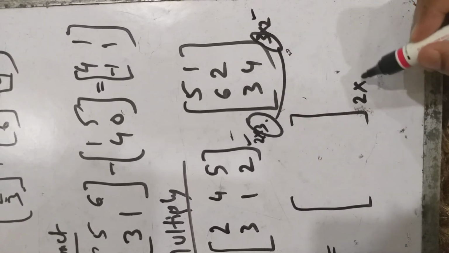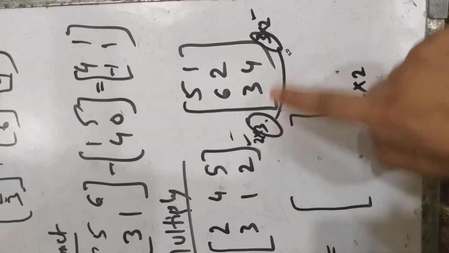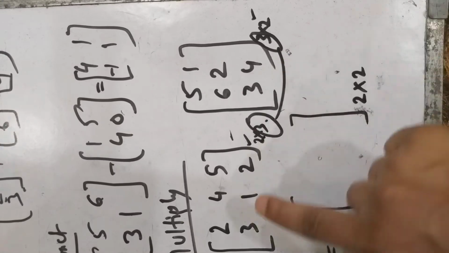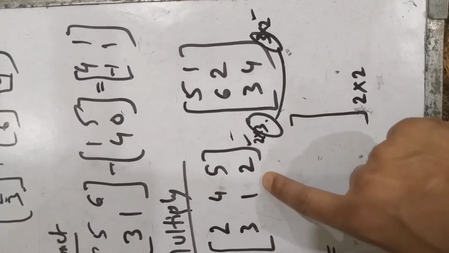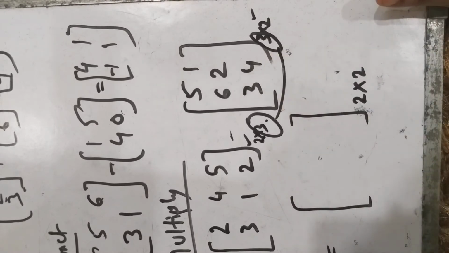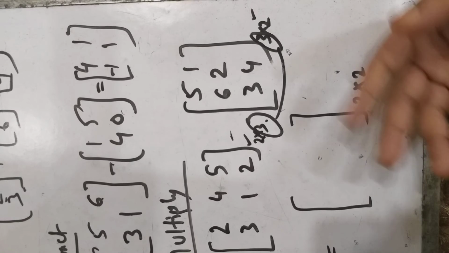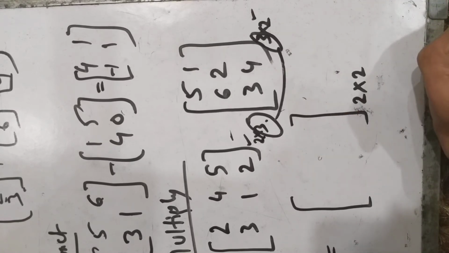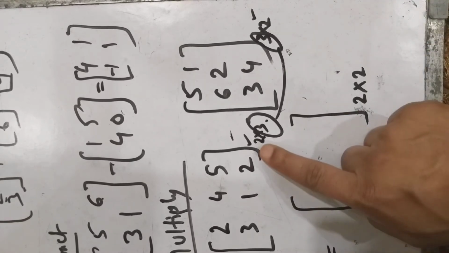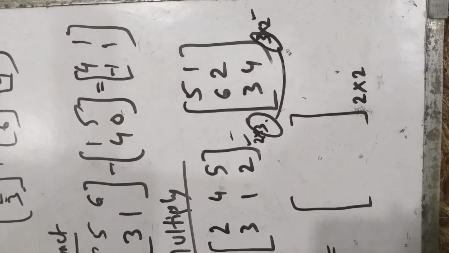This is the result. I repeat again, you can multiply any two matrices provided the columns of the first matrix should match the rows of the second matrix. Multiplication is possible. The resultant matrix will be of the order of first, that is 2, and the last, that is 2 cross 2.